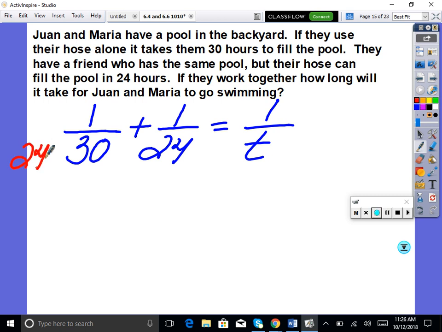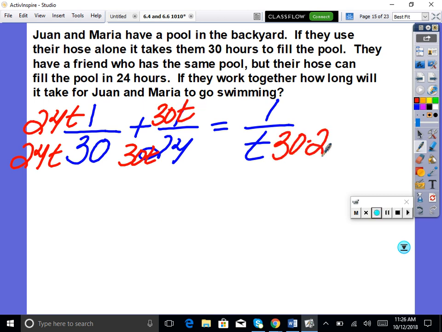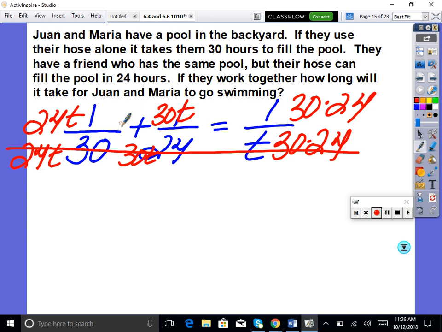Meaning 24T, 24T, 30T, 30T, and then this will be 30 times 24. So then look, we would just ignore the denominator now. So now we have 24 T's plus 30 T's, so that's 54 T's equal to 30 times 24, which is 720. So then divide by 54.